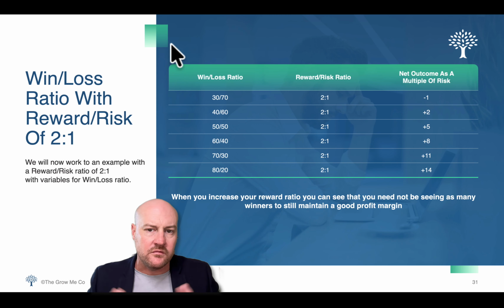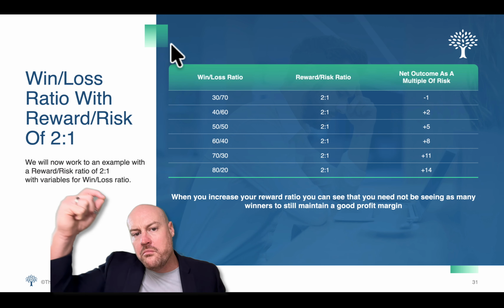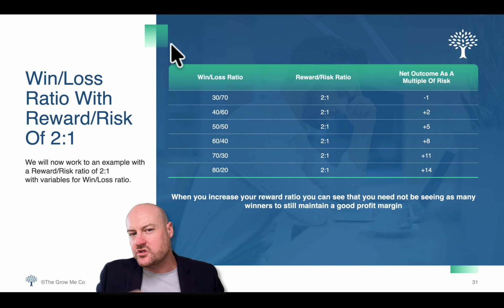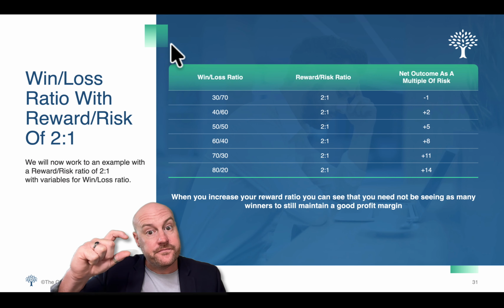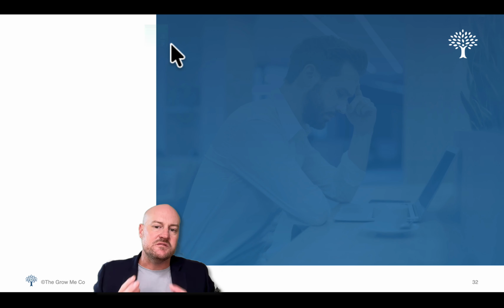I'm just doing round numbers for simple math purposes. If I get that to 60-40, that's plus 8; 70-30, plus 11; 80-20, plus 14. But you have to understand, as your reward multiple increases, so too will your stop out margins, more than likely, because it's double the amount of 1-to-1. So you've got to be aware of how this works. And as I say, this might shift with you.